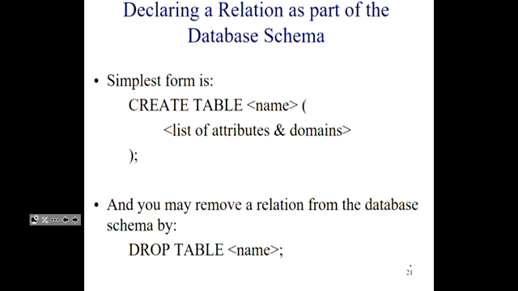Okay, so the simplest form for setting up a relation within your database management system is to use the create table command. So you would basically say create table name, and then you would list the attributes and the domains of each attribute. Once you are done with the relation, and this is a very, very expensive and very infrequent operation, you may say drop table name, and this would basically remove that table or remove that relation from your database.